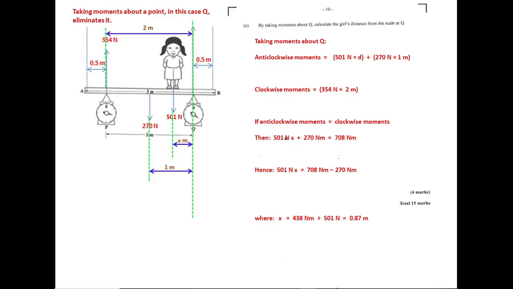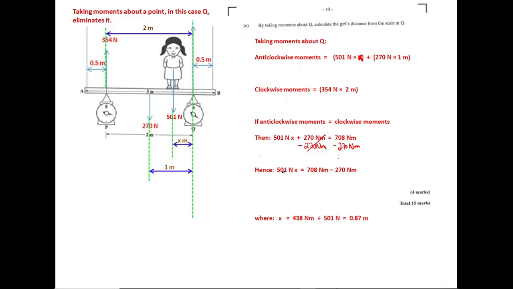So we said 501 newtons. This should be an x right here, because I changed it to x, because this is an x here, so I was trying to keep it uniform. So 501 newton x plus 270 newton meters equal to 708. Because this has an x, we can leave it, and then we subtract the like terms. So this is newton meters. So we subtract 270 newton meters from both sides.